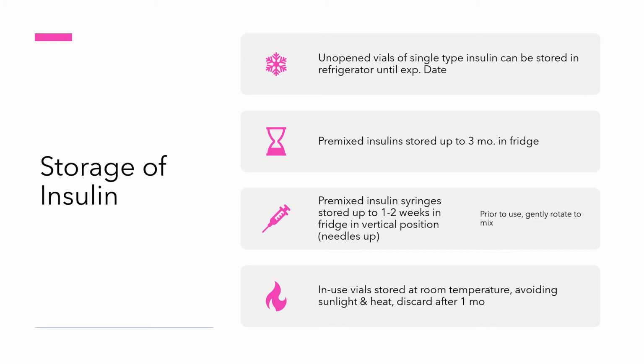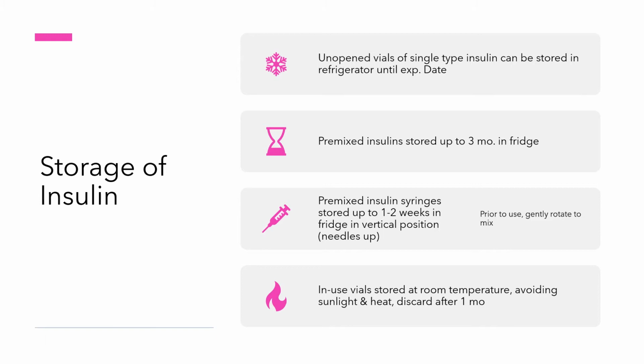Premixed syringes, if it's in a syringe, can only be stored for 1 to 2 weeks in the fridge, but it needs to be in a vertical position. So the needle needs to be up. I know this little icon is just a needle icon from PowerPoint, but don't let this icon confuse you. Make sure that you understand that the needle has to be up so that the medication is not being displaced into the needle area. It needs to stay in the syringe site area.